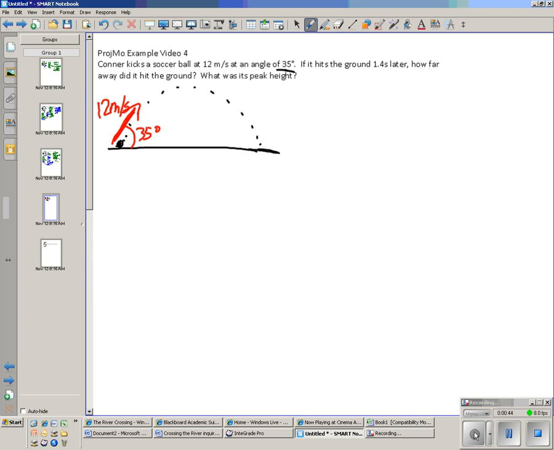Filling in the rest of the information, we will be looking for how high it goes up. That is going to be the peak height. And we should also draw on acceleration due to gravity. And over here, that's going to be the displacement on the x-axis, or the range.